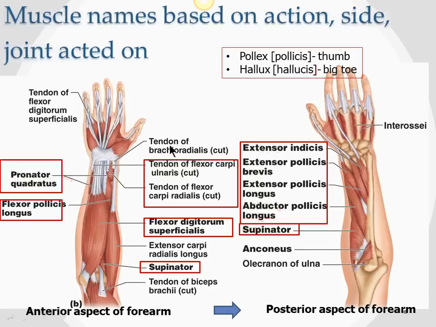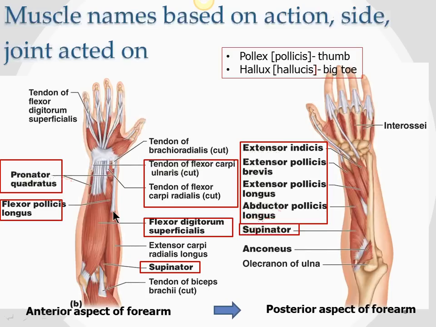Pollicis means it's going to the thumb, so it will flex the thumb. And longus, it has a long tendon, okay? So here you can see this flexor pollicis longus, which is going all the way to the thumb. Notice this muscle is crossing the wrist also and then going to the thumb. So any muscle which crosses a joint will act on the joint. If it crosses 5 joints, remember I told you it will act on all 5.